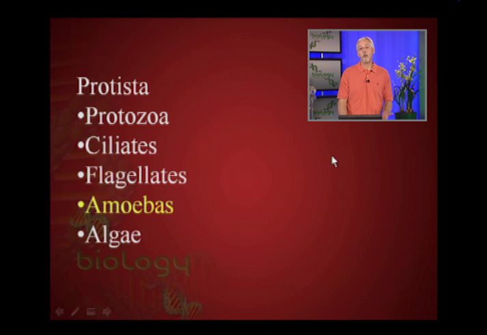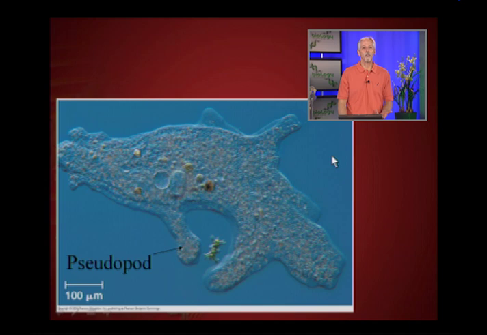Amoebas are organisms that move via structures known as pseudopods. I'll talk about the movement of amoebas later, but basically they can change shape and form. The pseudopod constantly transforms shape, but I'll get back to that in a few minutes.